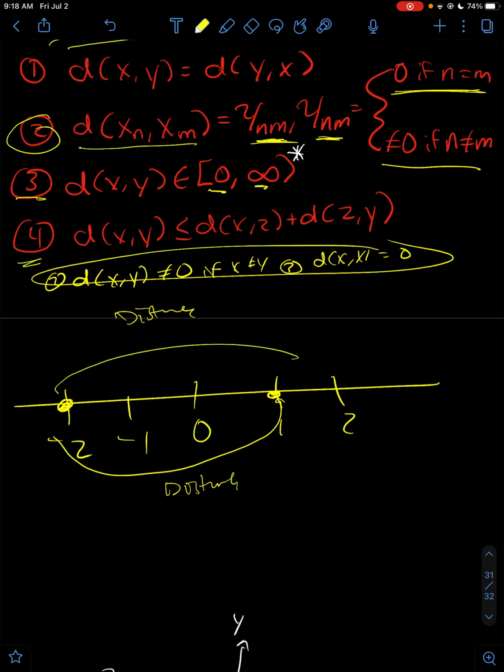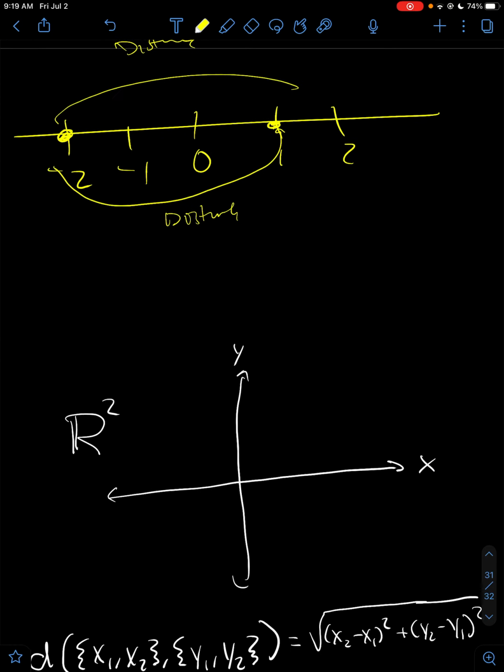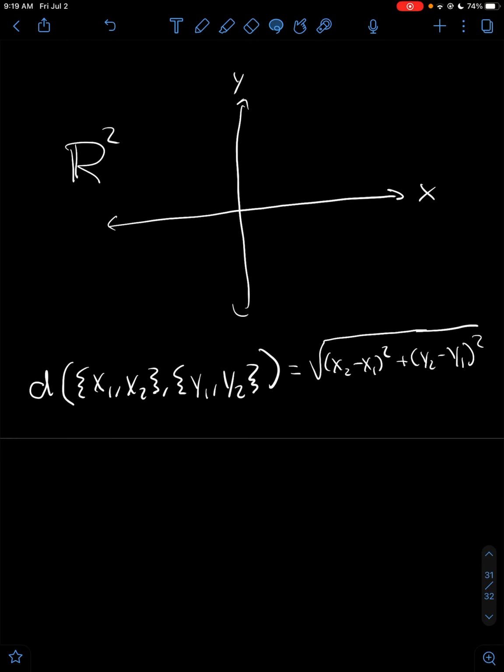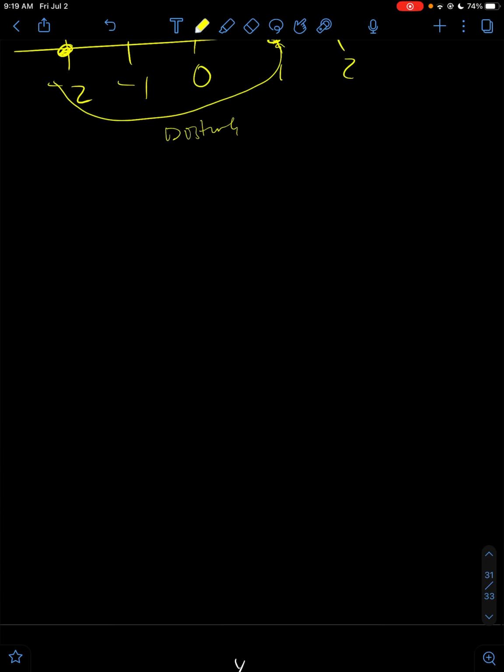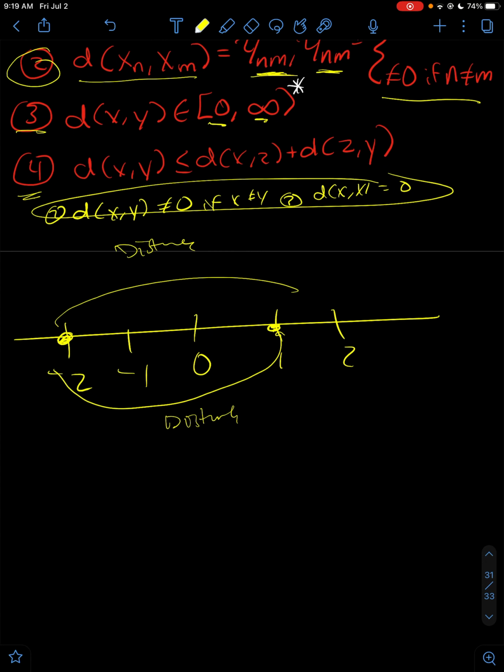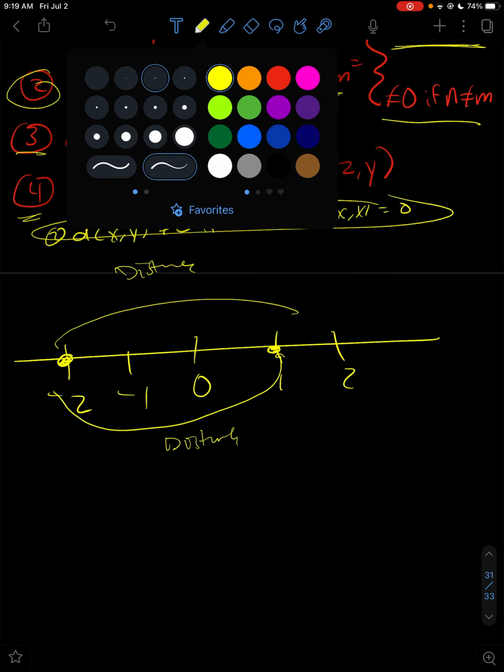And the last postulate is that d(xy) should be less than d(xz) plus d(zy). This one might seem a bit foreign, a bit less trivial, but it makes sense when you actually visualize it. Like a lot of things in topology, visualization makes things much easier to understand. So let's just move this down a tad bit. Okay. So what does this postulate mean?